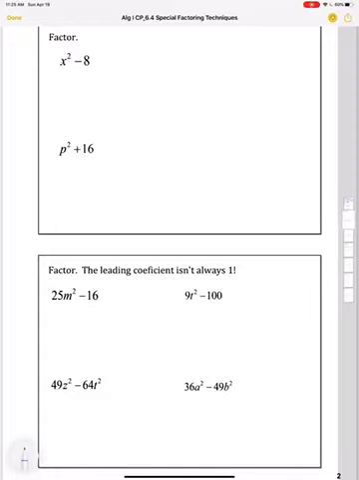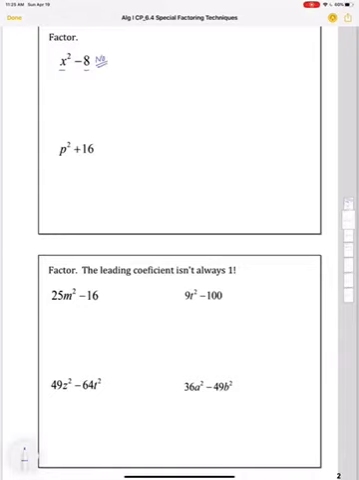All right, this next one. x squared minus 8. First step, is there a GCF? No, there is no GCF. Is this a perfect square? Yes. Is this a perfect square?